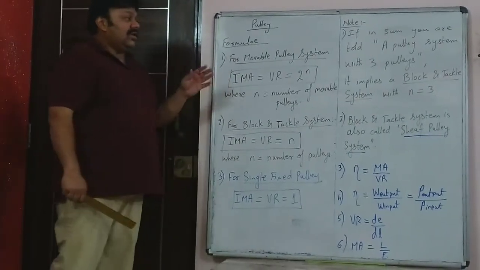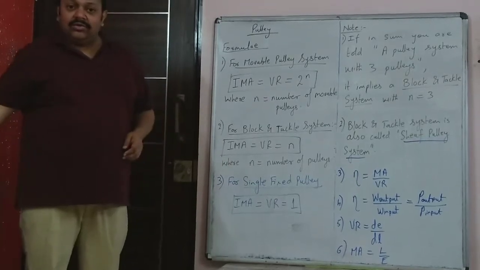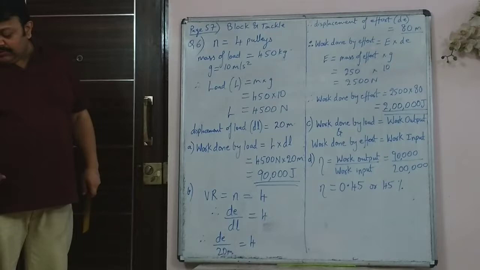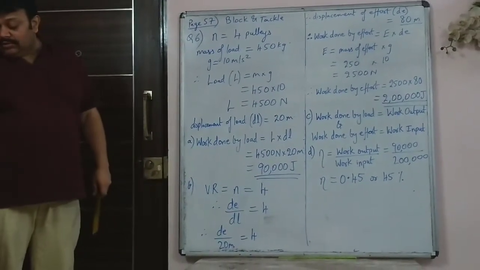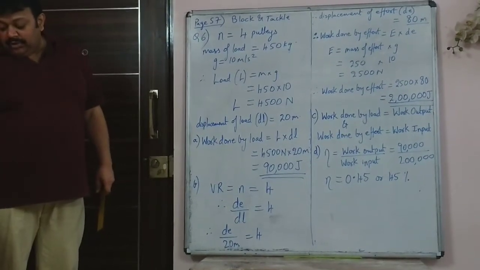So based on this I will show you one sum in the video, the remaining we will do on Zoom. This is page 57, the classwork question number 6. It is given that there is a block and tackle system which is used to lift a load and it has 4 number of pulleys.